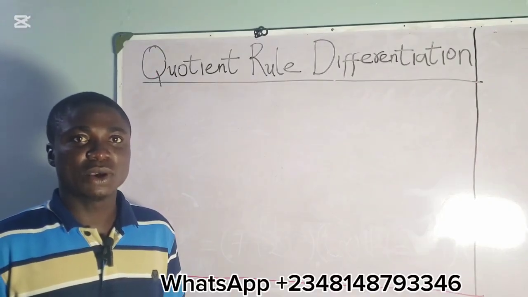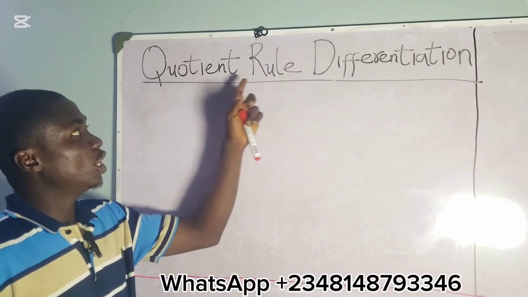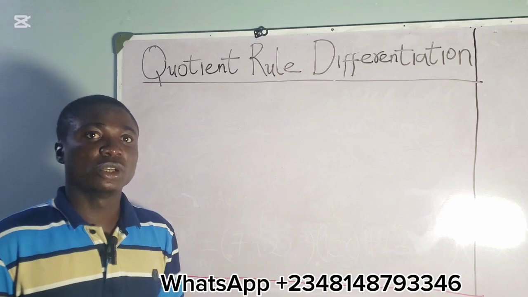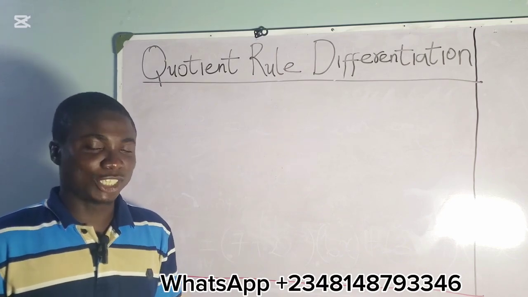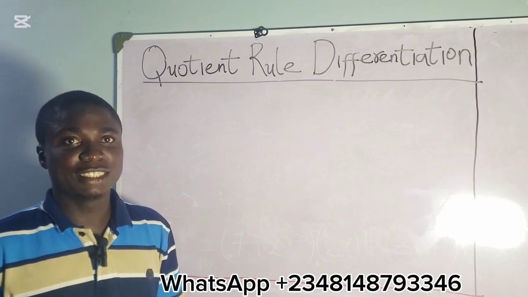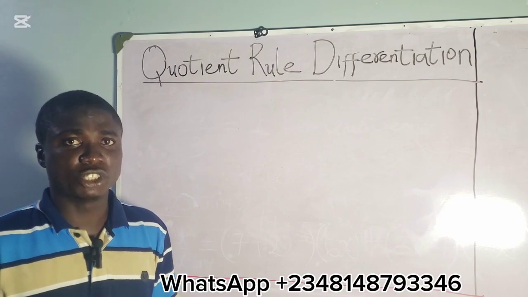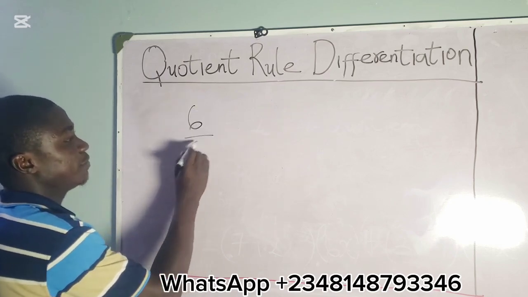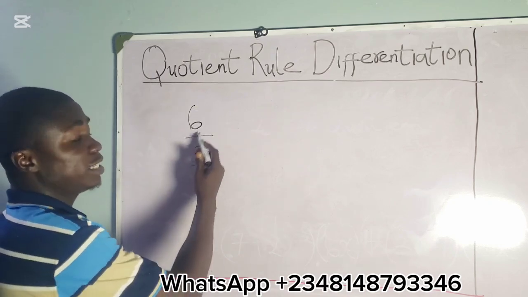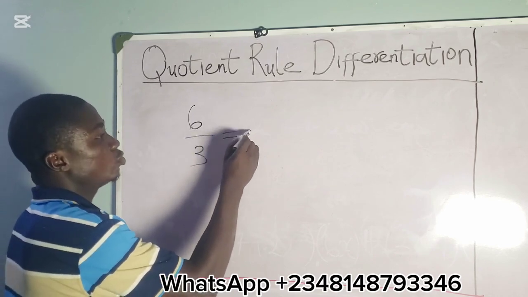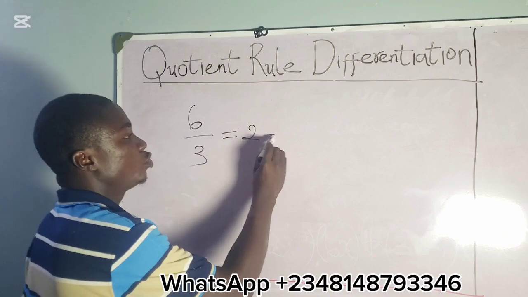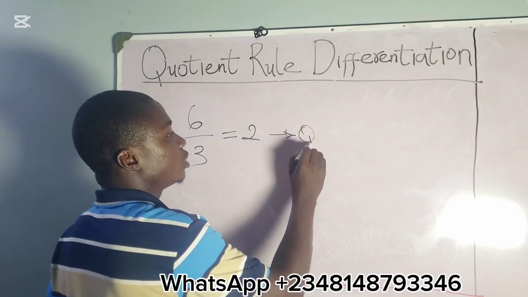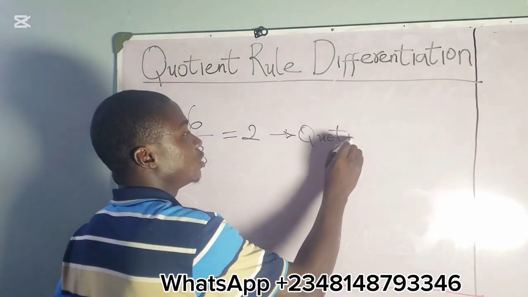In today's class, we are going to be dealing with differentiation using the quotient rule. All right, so what is a quotient? A quotient is the result of division. So if 6 is divided by 3, 6 divided by 3 is equal to 2. Therefore, 2 is the what? The quotient.